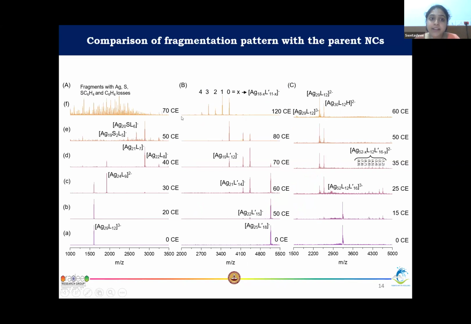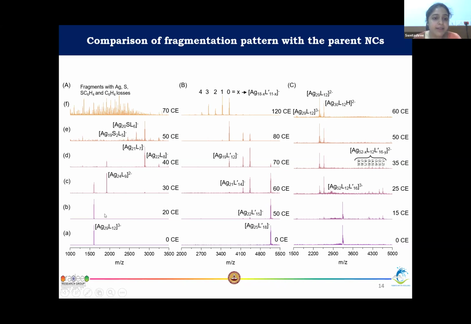We have also compared the fragmentation pattern of the dimer with both of its parent nanoclusters. In A, we have shown the fragmentation pattern for the Ag29 nanocluster. In B, we have shown the fragmentation pattern for the Ag25 nanocluster. And in C, we have shown the fragmentation pattern for the Ag53 dimer.